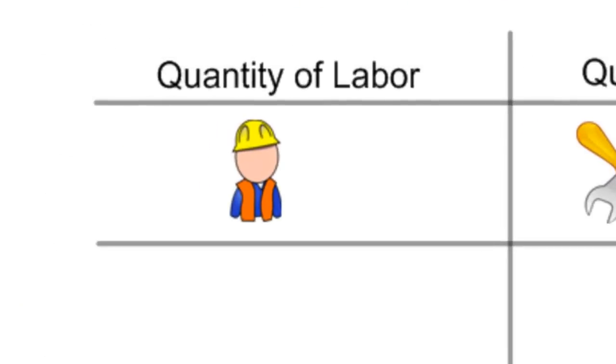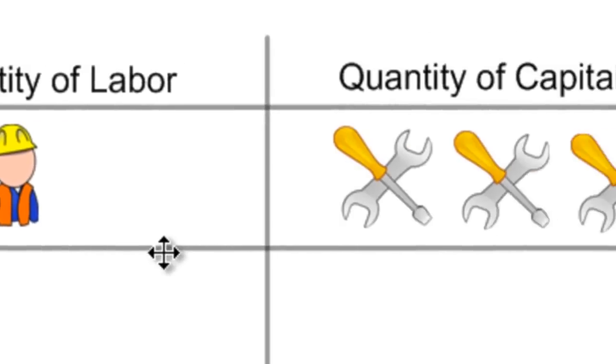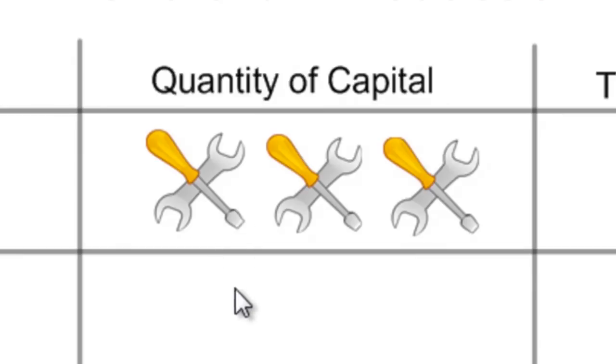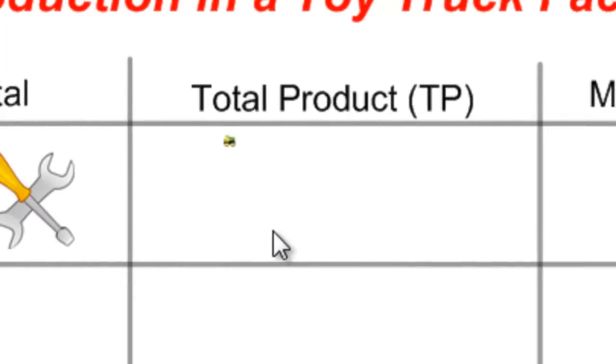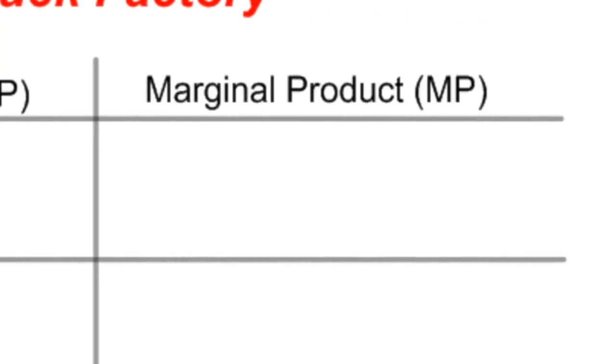We have labor, which is represented by our workers on the left. We have capital, which is represented by the tools in the next column over. And what we're going to measure is the change in the output of toy trucks that results from the addition of units of labor to the production of toy trucks in this factory. So we'll also record the total product, or the total output of toy trucks, and the marginal product, which is the change in total product for each additional unit of labor added.